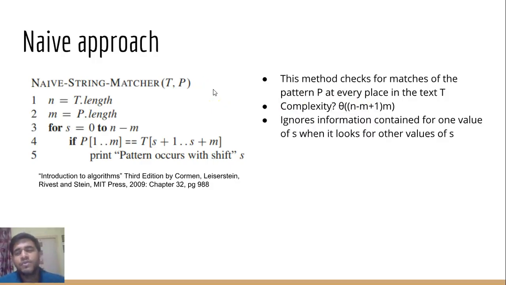This method ignores the information contained for one value of S when we are looking for another value. What I mean by this is that, say for a value of S naught, we are comparing P with this thing, and the last letter in T contains, say, Z, which doesn't occur in this pattern P at all. In this case, it is useless to check for equality for the next few values of S, because the last character would keep appearing in this text. So such information is ignored by this algorithm.